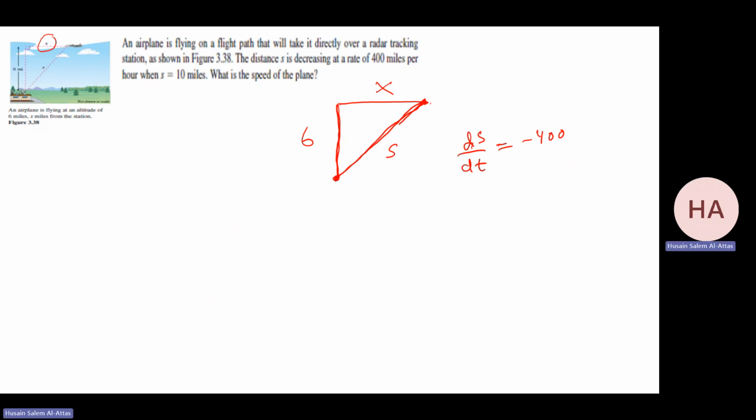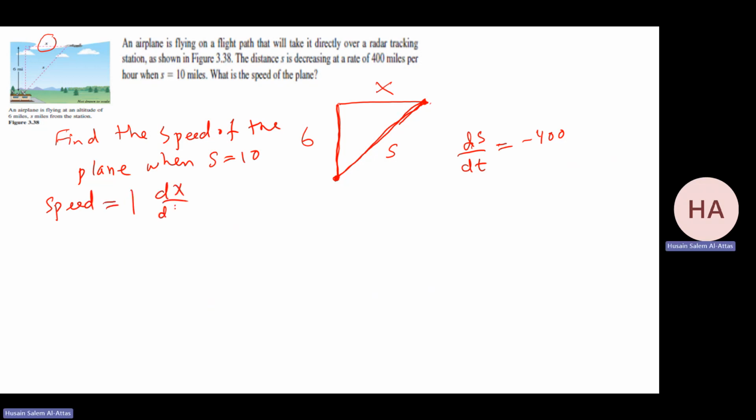Now what they want to find is the speed of the plane when s equals 10. The speed is the absolute value of dx by dt. So I'll find dx over dt, and then I'll find the absolute value.